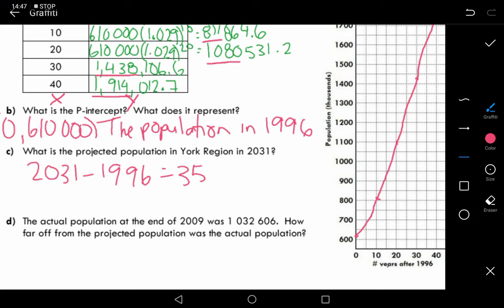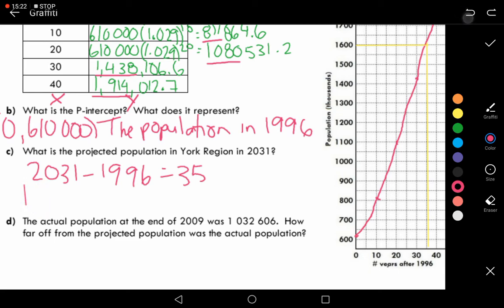So that's this line here. I should use a different color. At 35, we draw a line up on our graph and stop when we hit the line. Okay, and then we're going to draw a line over, and that will tell us approximately what the population will be. Again, this isn't a super accurate graph, so your answer might be a little bit different, but you could say the population is going to be approximately 1 million.